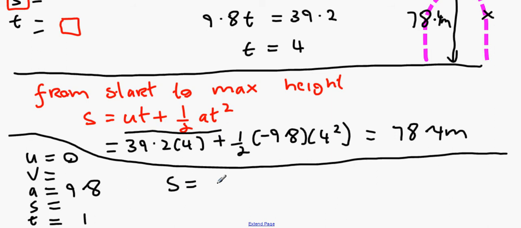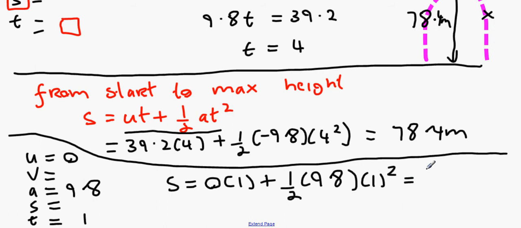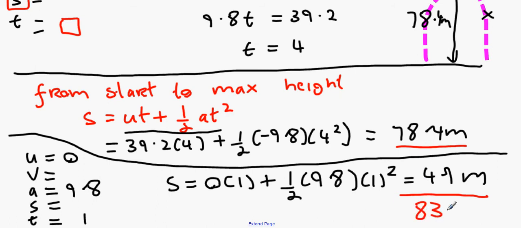So we're going to get 0 times 1 plus a half 9.8 times 1 squared, and what that's going to give us is 4.9 meters. Okay, now to get the total distance traveled, we're just going to add both of our distances together. So the 78 and the 4.9 add together, and what they're going to give us is 83.3 meters. Okay, and that is that question done.